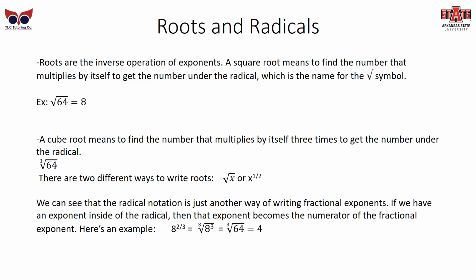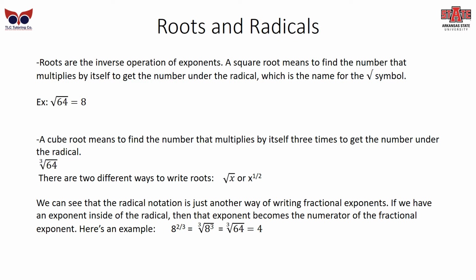A cube root, if you can just imagine, is a number that multiplies by itself 3 times to get the number under the radical. So the third root of 64 would be 4. 4 times 4 is 16. 16 times 4 is 64.